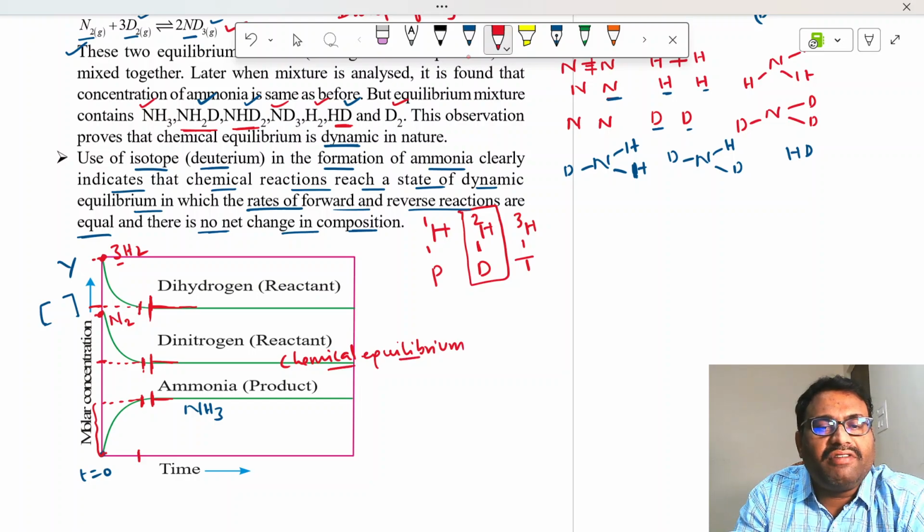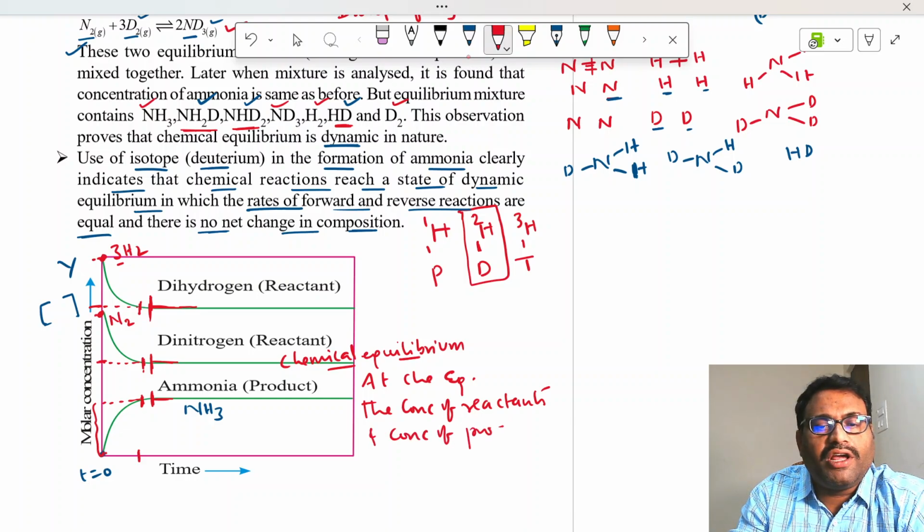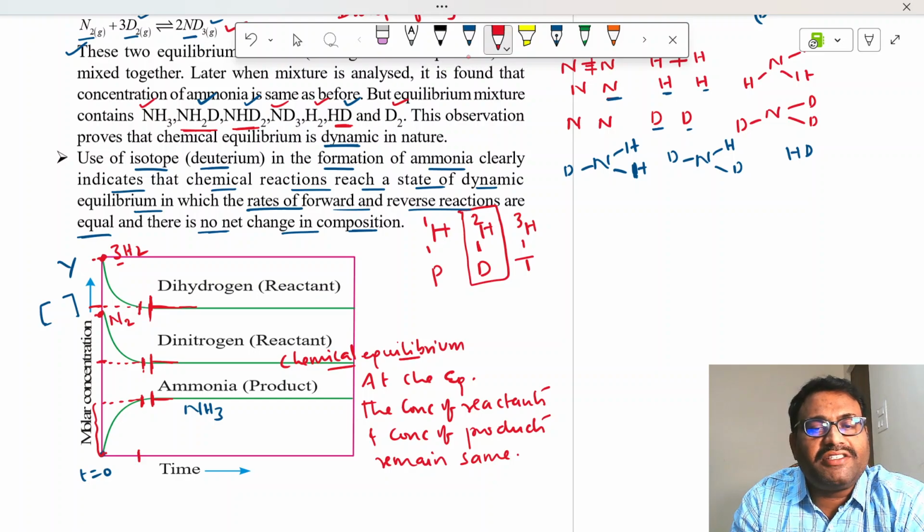That means at chemical equilibrium, the concentration of the reactants and the concentration of the products remain the same. Are they equal? No, they are not equal. They are remaining constant. So at chemical equilibrium, we have to remember that the concentration of reactants and the concentration of products remain the same. They do not change. Remaining the same does not mean that they are equal.